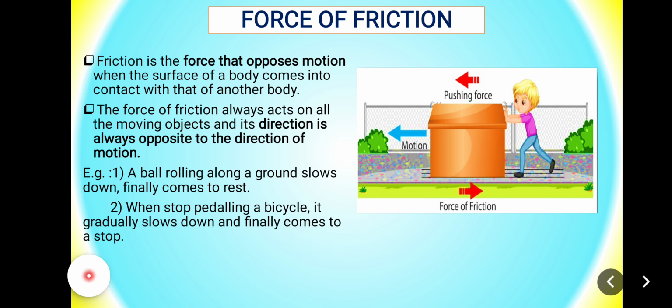In this picture, we can see a force is being applied on an object in the forward direction and the force of friction is acting in the opposite direction.